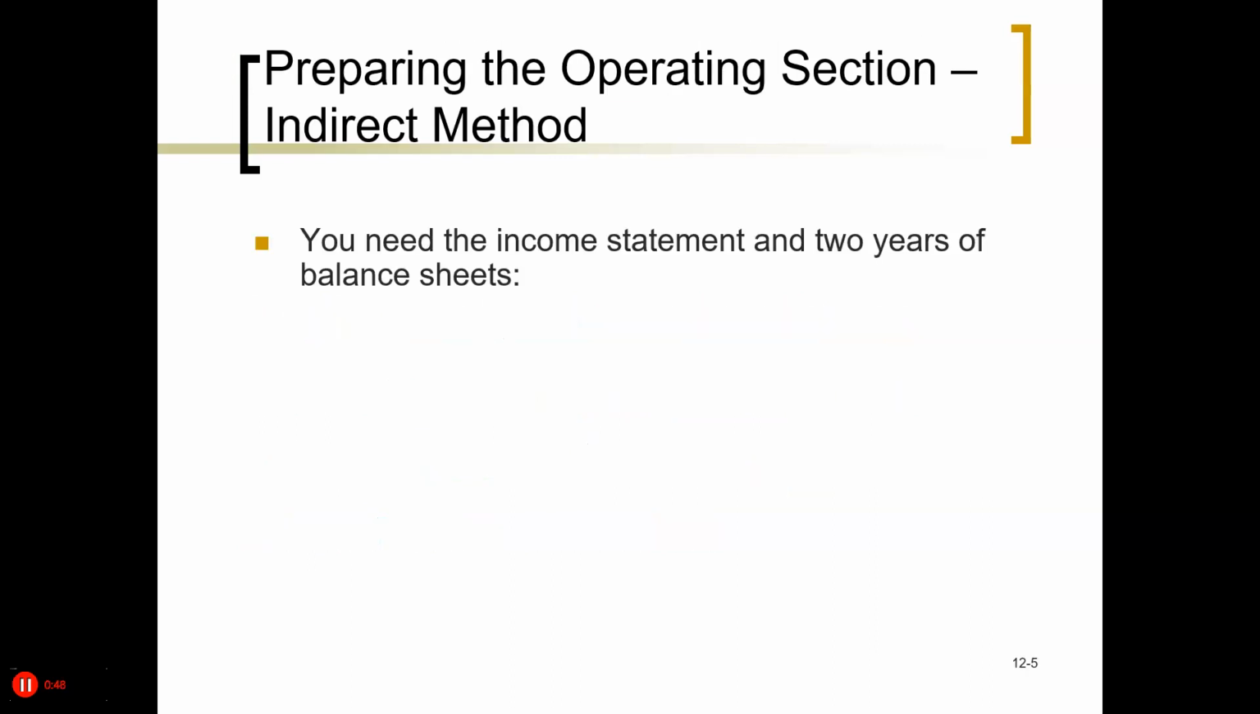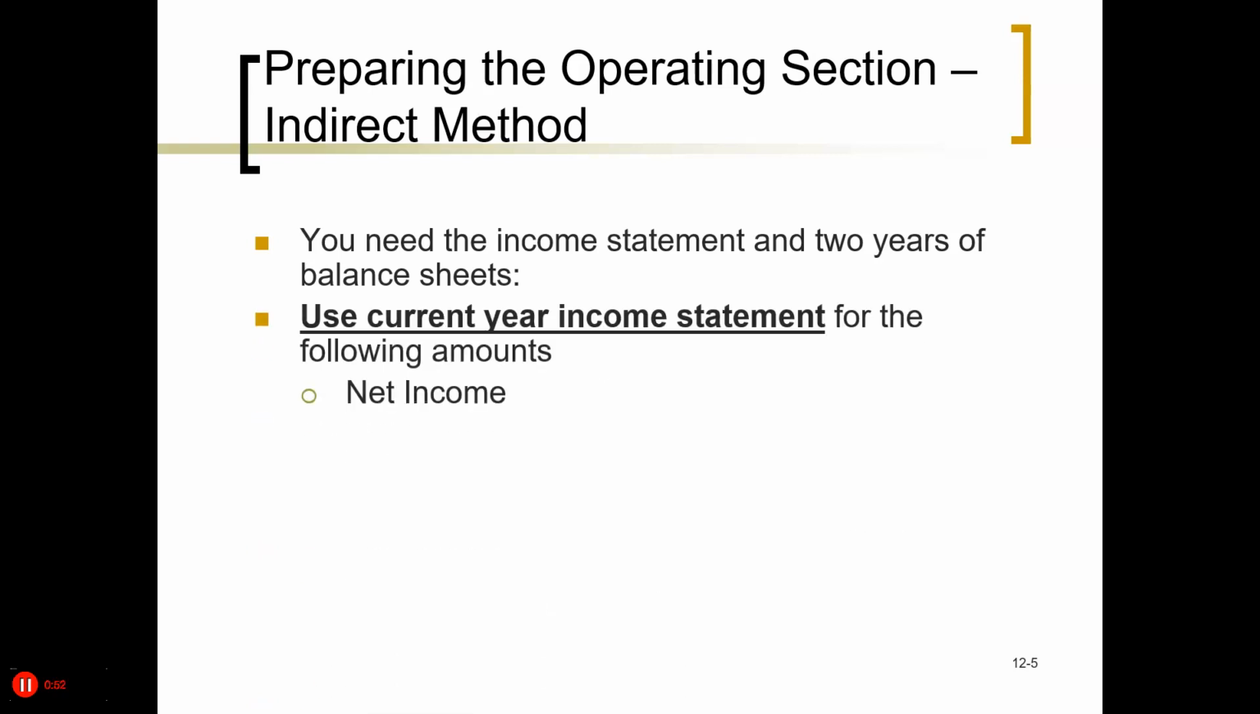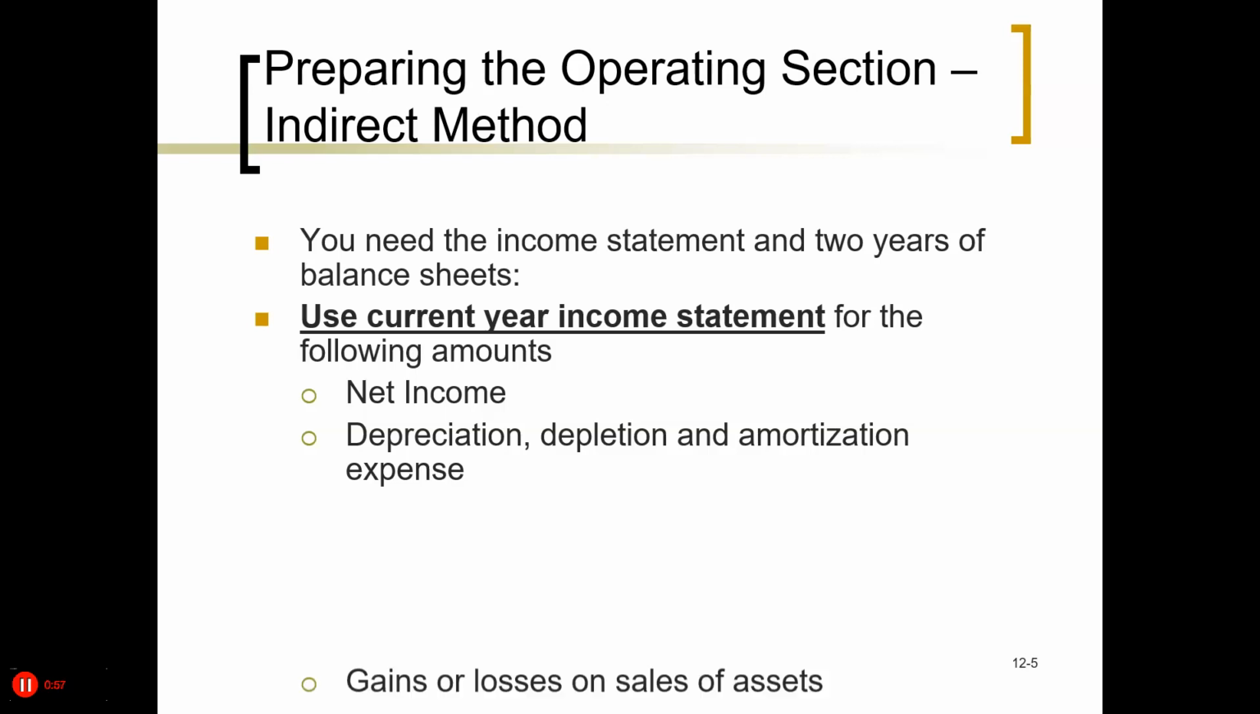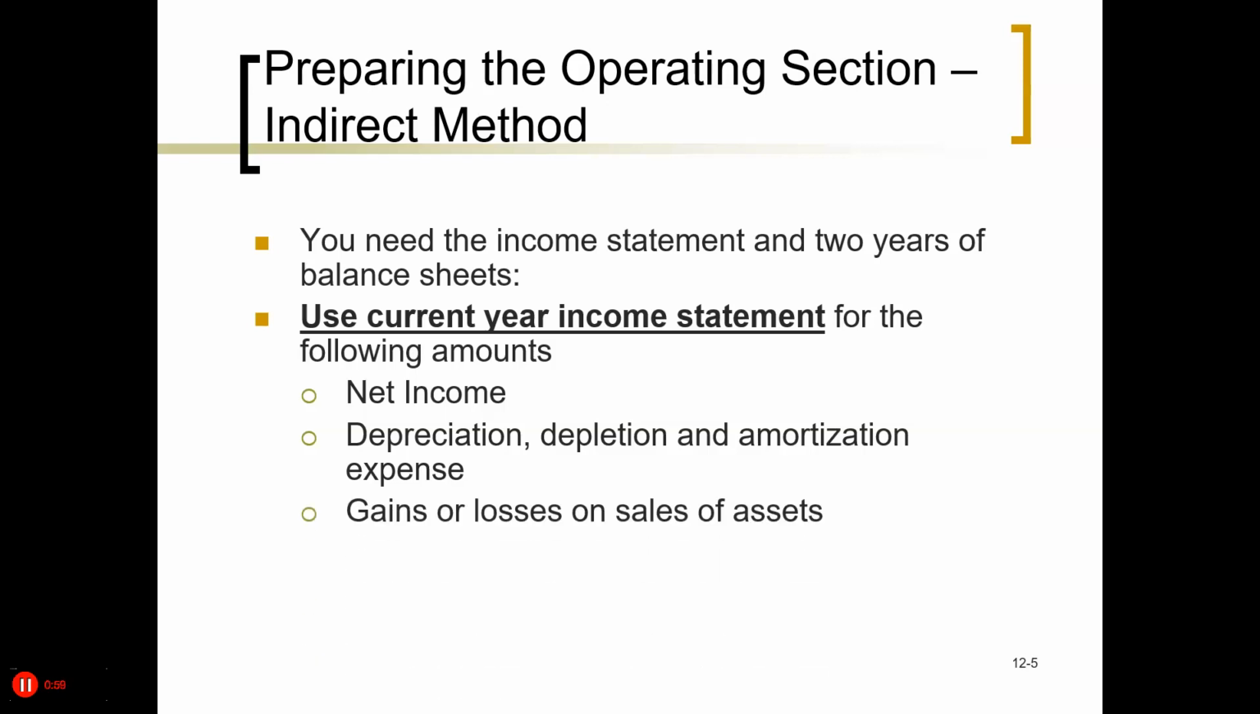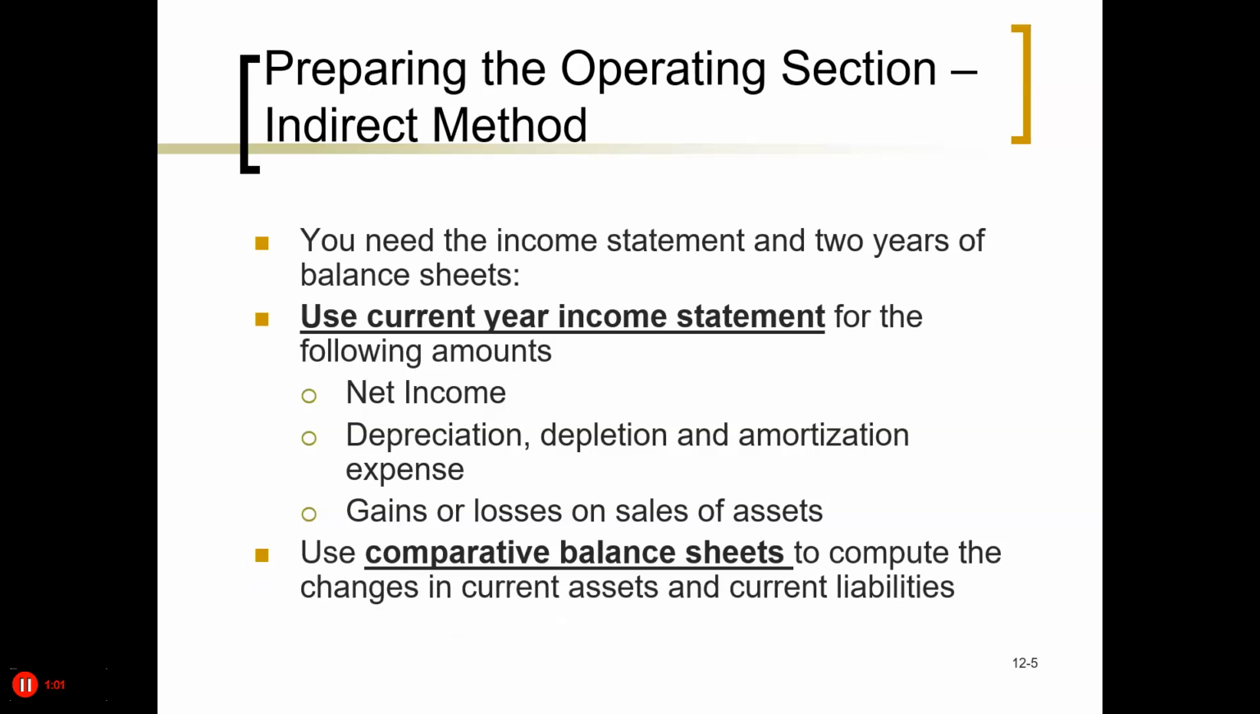Now, in order to do it, first you need the income statement, and you need to find the net income, any depreciation, depletion, or amortization, gains or losses. And on the balance sheet, for operating activities, you need to look at the changes of current assets and current liabilities.